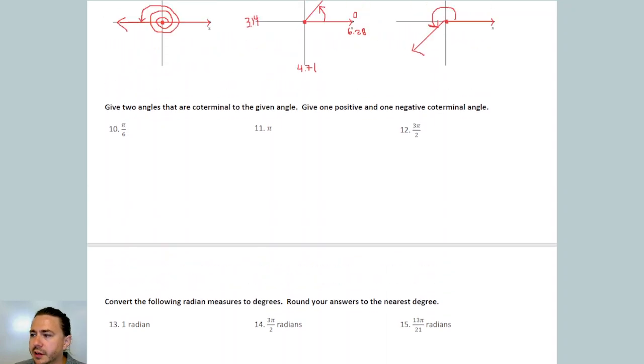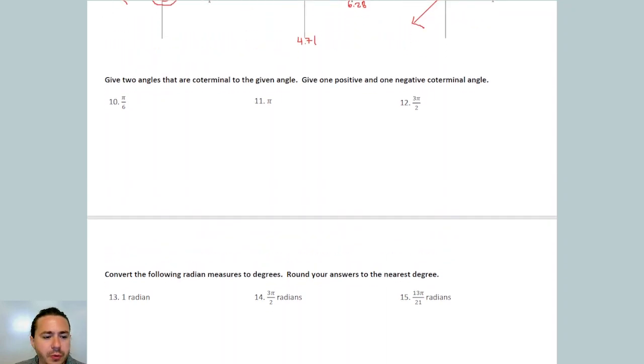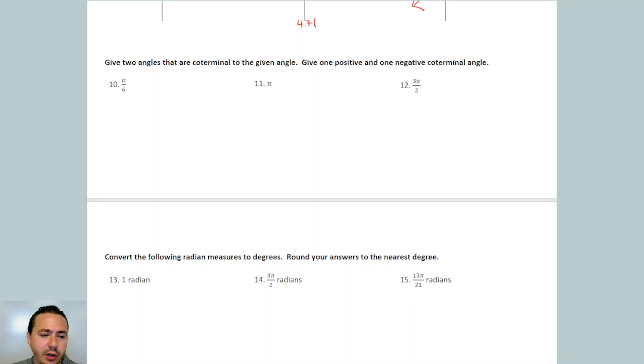So here it says, give 2 angles that are coterminal to the given angle. So we're going to take the same approach that we did when our angles were given in degrees, and we're going to add or subtract a revolution. We just need to make sure that we're using the units that are appropriate. So if this is in radians, instead of adding or subtracting 360, we're going to add or subtract 2 pi.